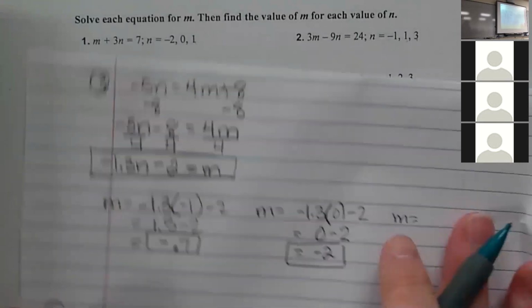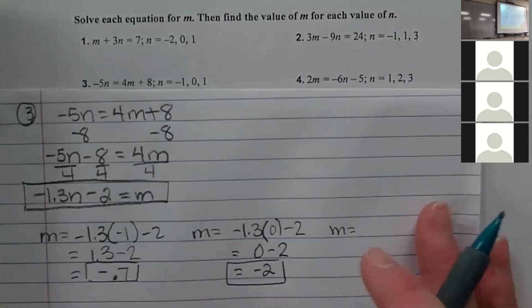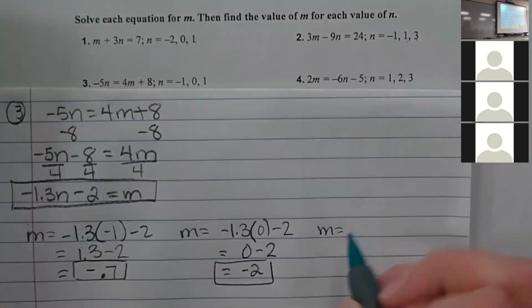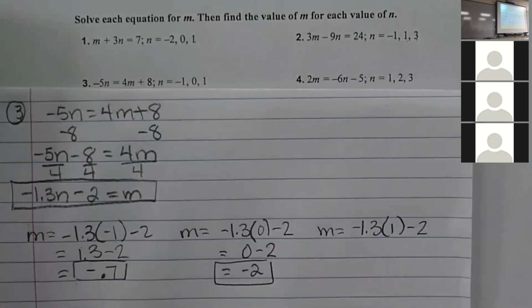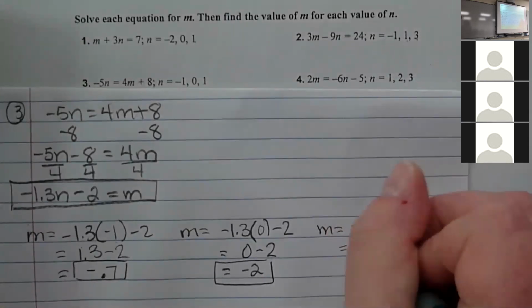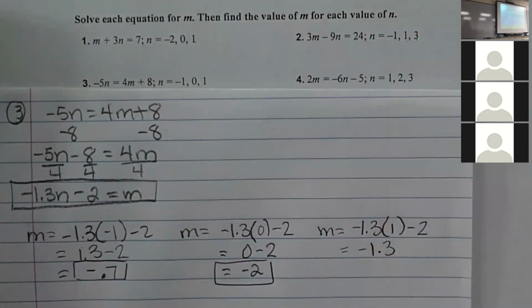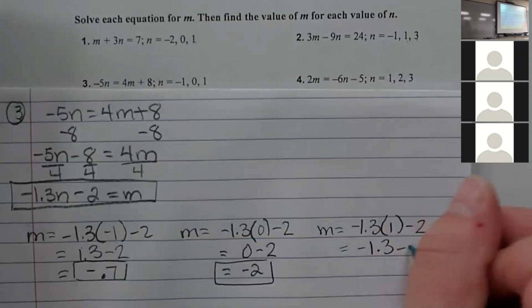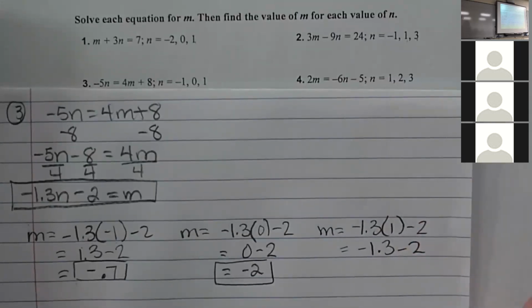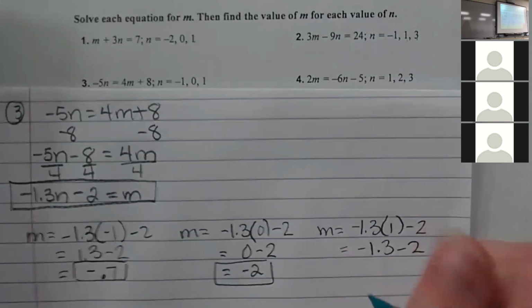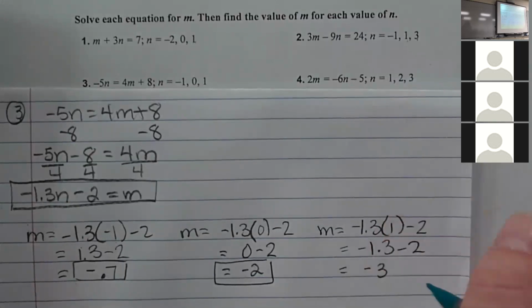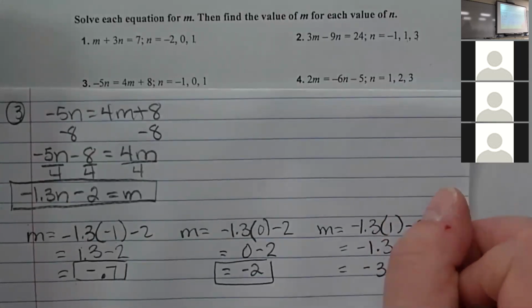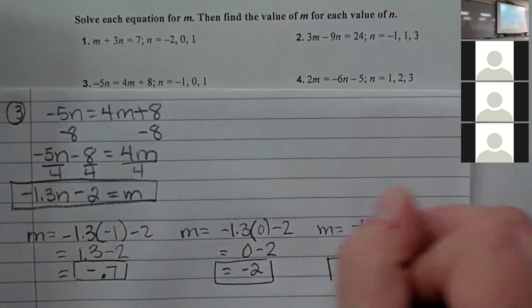M equals, let's do the last one. They want us to put in a positive 1. I have negative 1.3 times 1 minus 2. Well, that's going to give me a negative 1.3. Nothing changes when you times it by 1. Minus another 2. Hey, they're both negative, so technically I'm going to add, what's 2 plus 1.3? 3.3. And they're both negative, so it's negative.